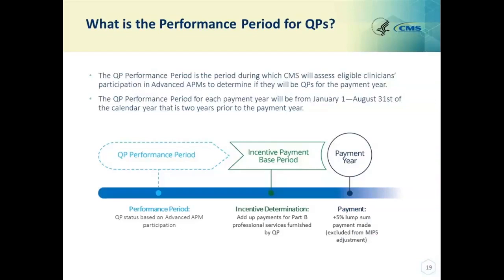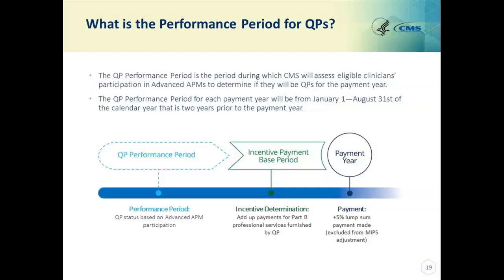Second, we have the incentive-based payment period. Here, you look at the incentive determination. What we're going to do is add up your payments for Part B professional services furnished by your QP, meaning that you've done the work, you've been designated as a qualifying APM participant during the time period of January 1st to August 31st. Once we do that, then we're going to take you to the payment year. That payment year would be the 5% lump sum payment made, excluded from your MIPS adjustment.